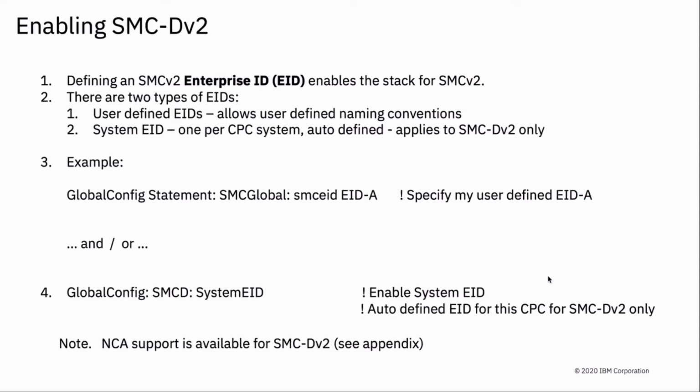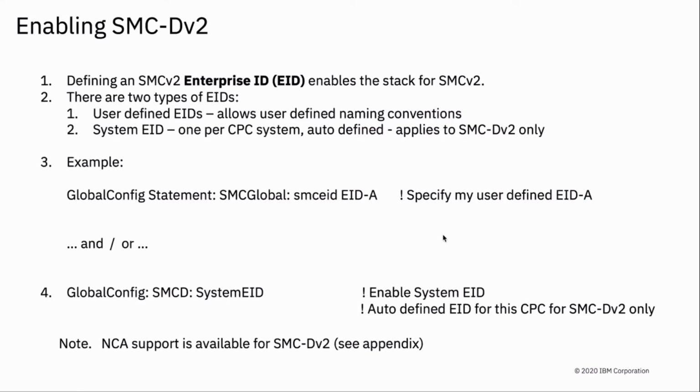You don't define the value. It's defined based on the name of the system. And it's really intended for just this system, SMC-D only. But if you need group separation, so no, I don't like having one EID. I have this group A, group B system. I need them separated. Then you'll need user-defined EIDs. So it really depends on the level of isolation you need.